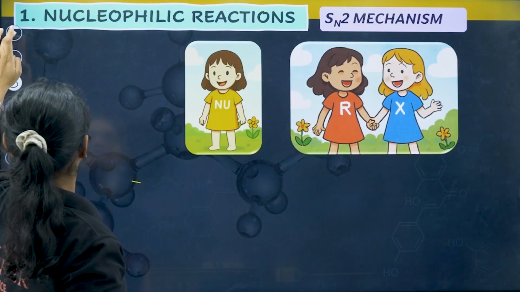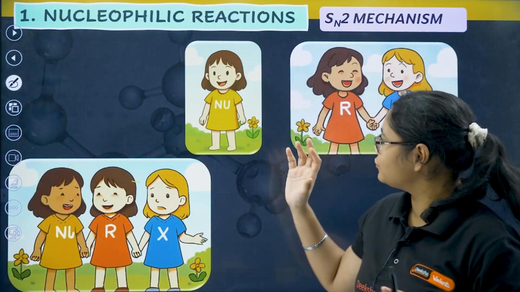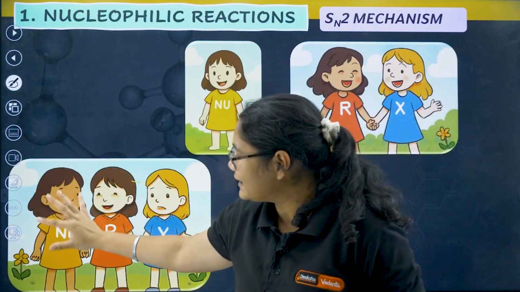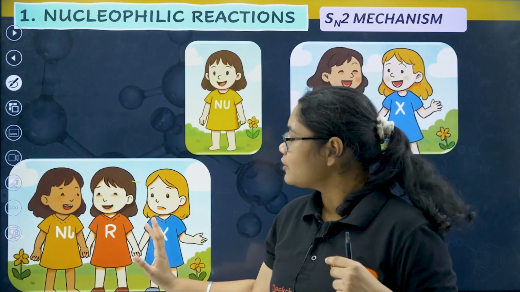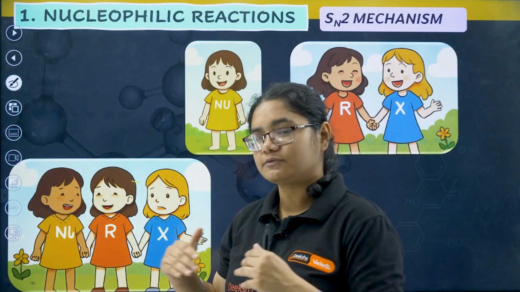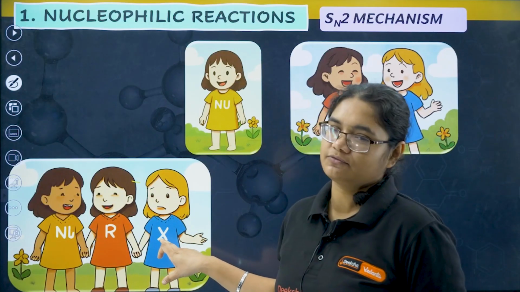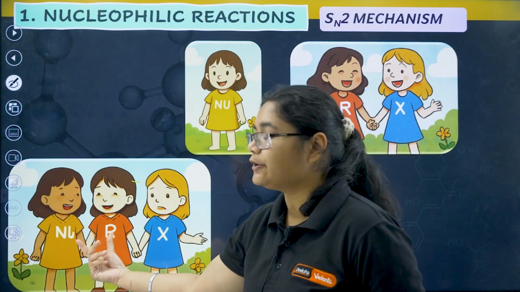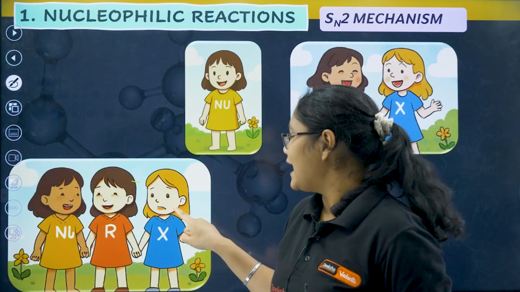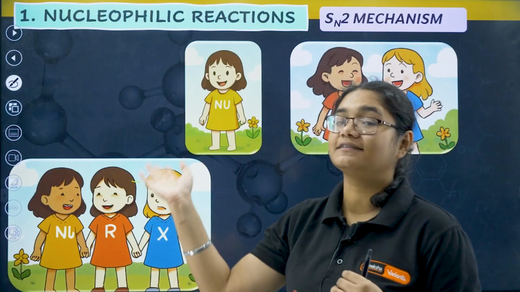Now what happened is, when the three became friends, this nucleophile also came closer to them. R was getting more friendship, becoming closer to Nu, and that is why X was feeling sad. When these three became friends, R and Nu became closer friends and X was not as close to R as it was before.